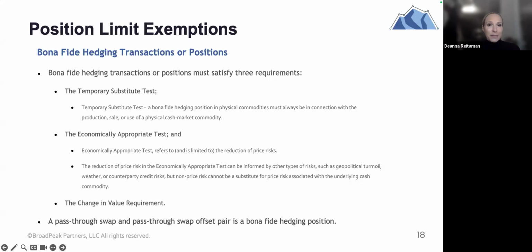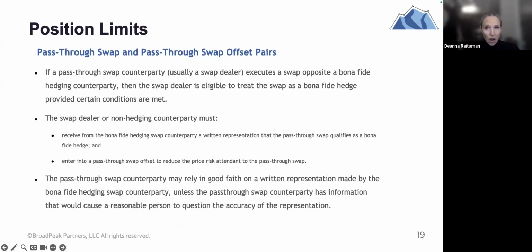So if you go to slide 19, a lot of questions I get here are, well, wait a minute, we're a swap dealer or whatever, and it's not fair that we have to put these positions that we're writing for others into our position limit levels, when really all we're doing is helping somebody else hedge. Those are called pass-through swaps or pass-through swap offset pairs. If you have a pass-through swap counterparty that is executing the swap for bona fide hedging, and you're the swap dealer and you know that it's a bona fide hedge counterparty, you as a swap dealer can treat that position or that swap as a bona fide hedge for yourself, but there are certain conditions that have to be met. And I list them here for you.